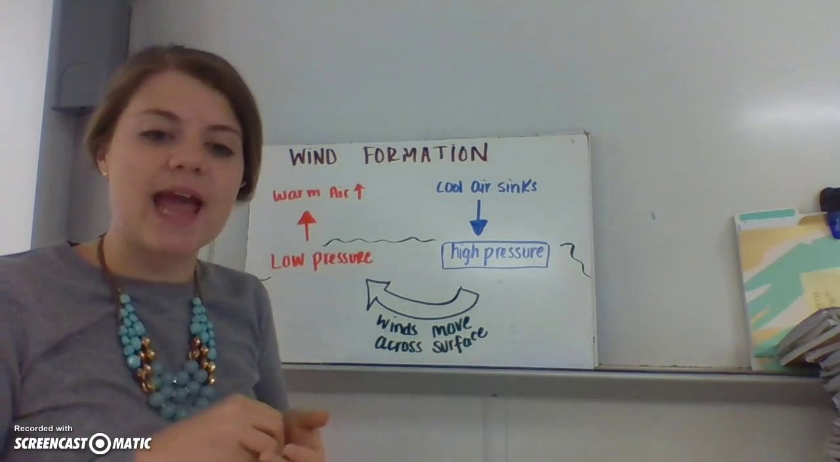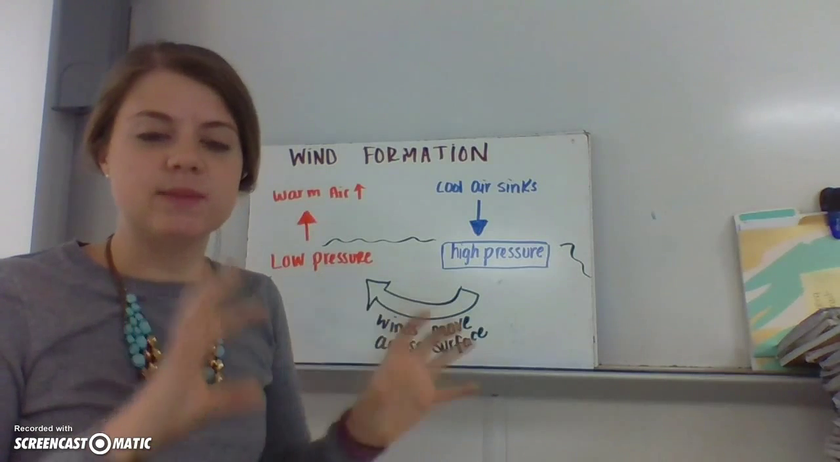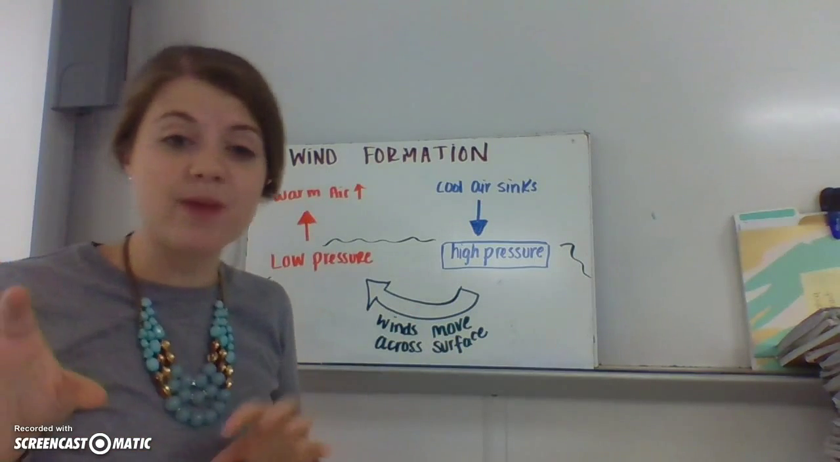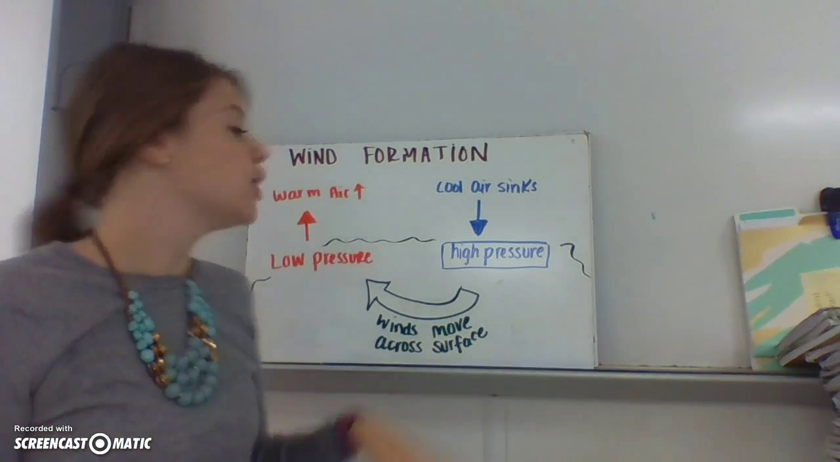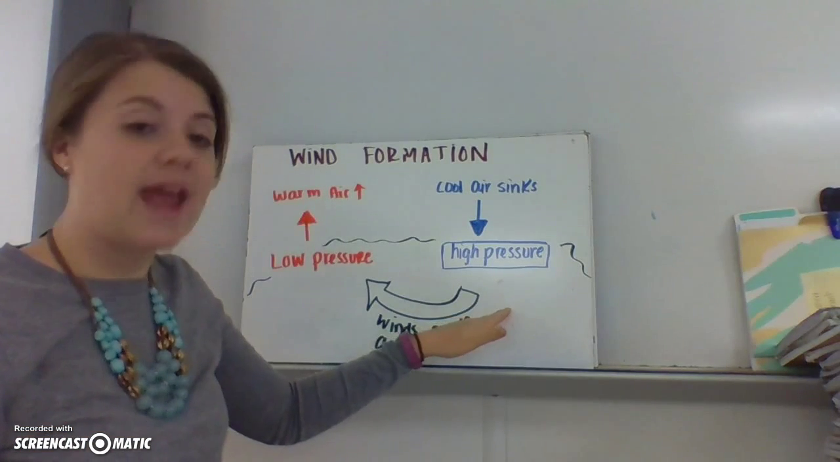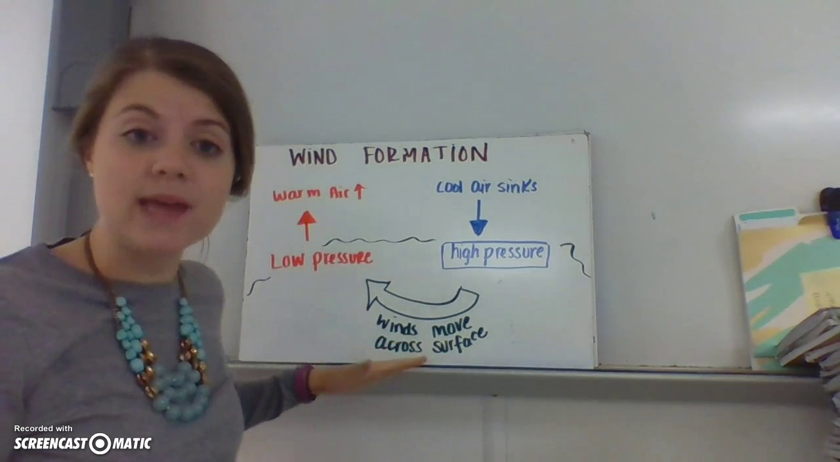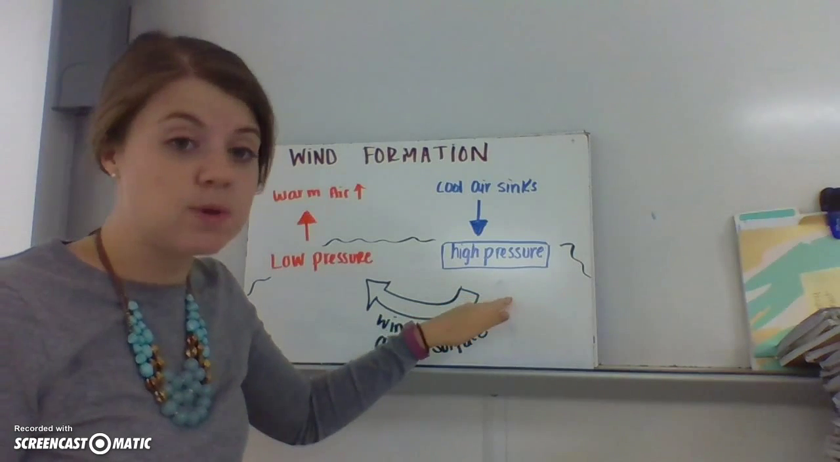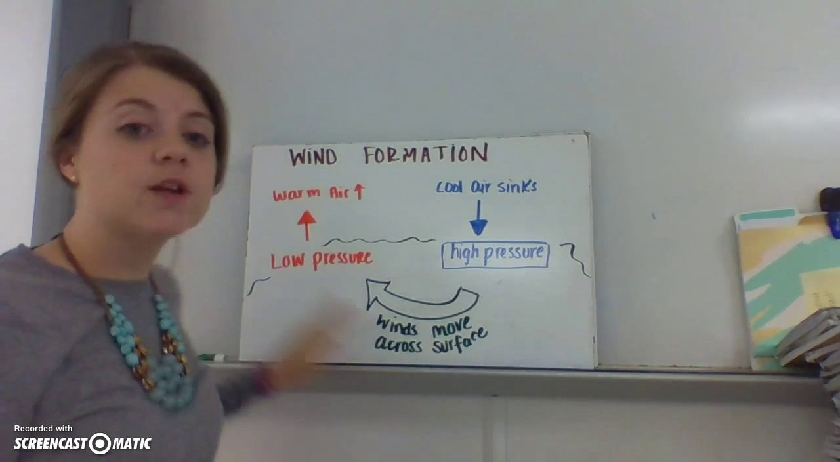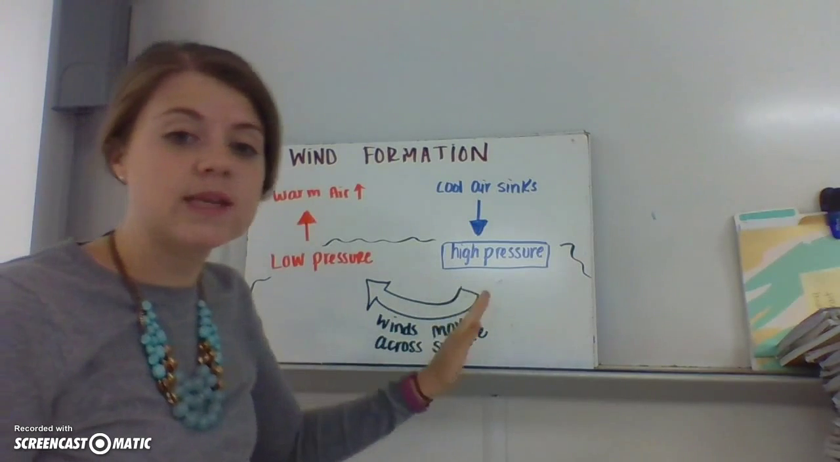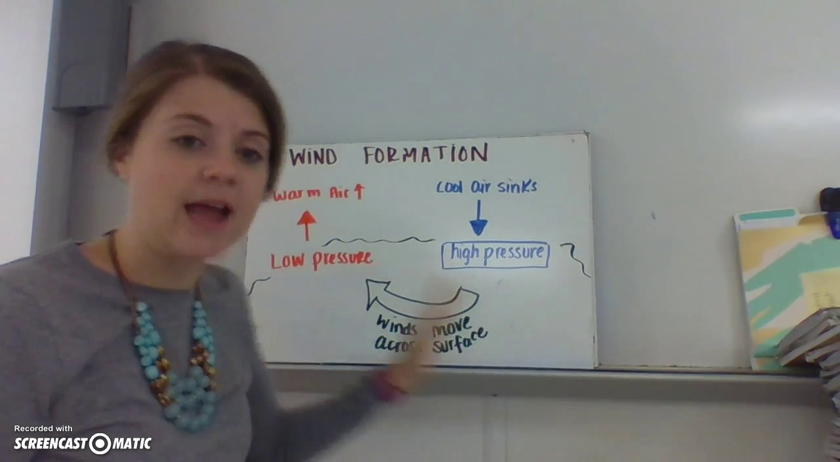And what did we say? How do these systems move? They move always from high pressure to low pressure. So how that air moves is through wind. It's going to always move from high pressure to low pressure. Wind is going to push that air from high to low.